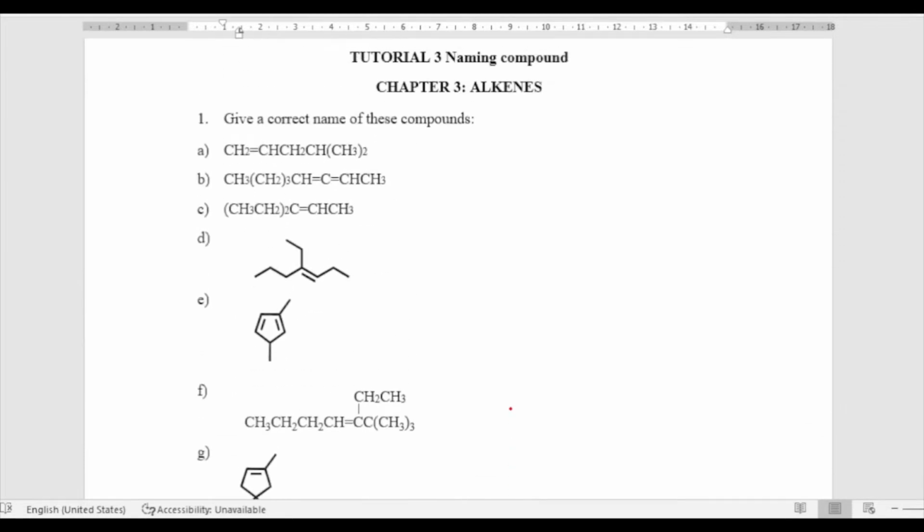The first one is usually on naming and drawing compounds. Let's look at the first question, 1a. First, draw the expanded structure so you won't be confused: CH2, CH, CH2, CH, and then CH3 CH3. Now you start numbering from here.